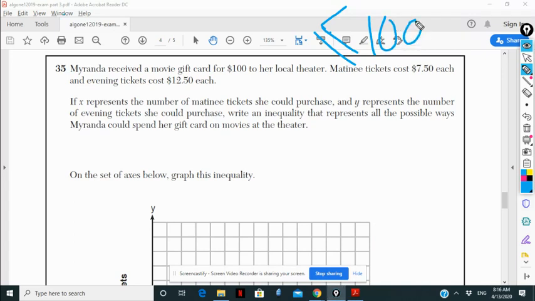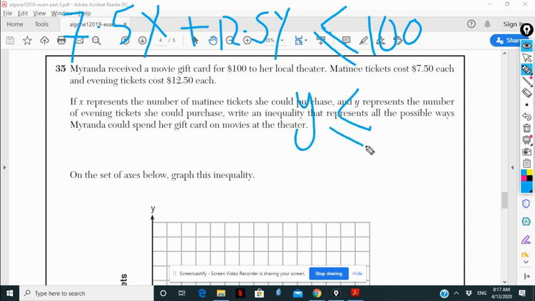Now the cost for a matinee is 7.5 and its symbol is X. And the cost for the evening one is 12.5 and its symbol is Y. Okay, so I did the inequality. Now, to graph, I have to write it in terms of Y. So Y is less than or equal to (100 minus 7.5x) divided by 12.5.